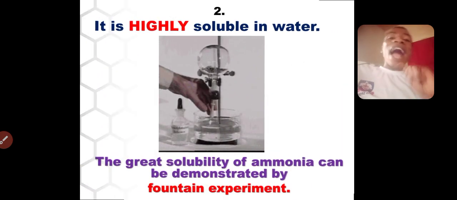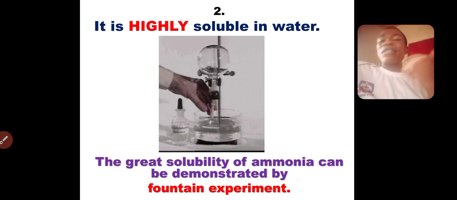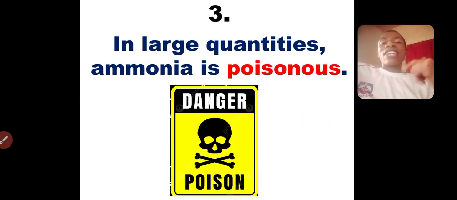Number two, it's highly soluble in water. Because of that, you can use it to demonstrate the fountain experiment, which demonstrates gases that are extremely soluble in water. So ammonia is another gas that is extremely soluble in water after HCl. And ammonia is also poisonous in large quantity. It's poisonous.